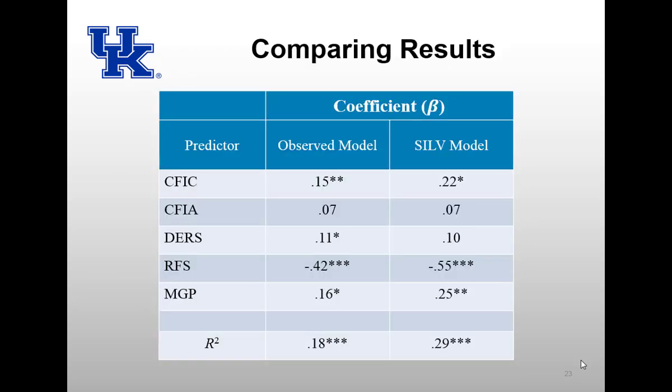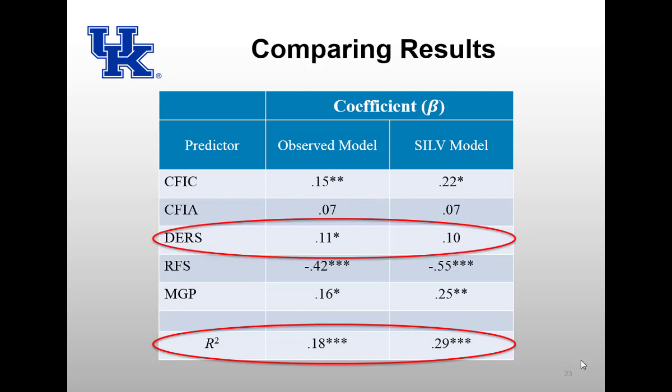So we can see here just a comparison of our observed model versus our SILV model. And you can see that the R squared has changed pretty largely. Additionally, we have a change in significance for one of our variables. So there are some differences between the models when you are accounting for measurement error.